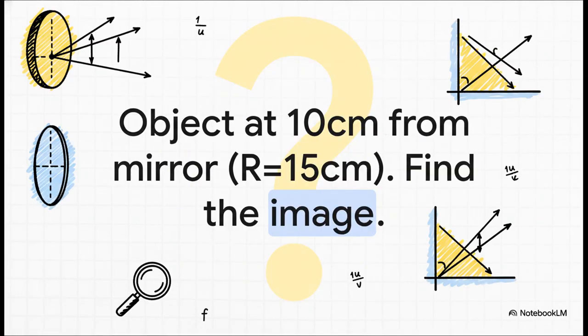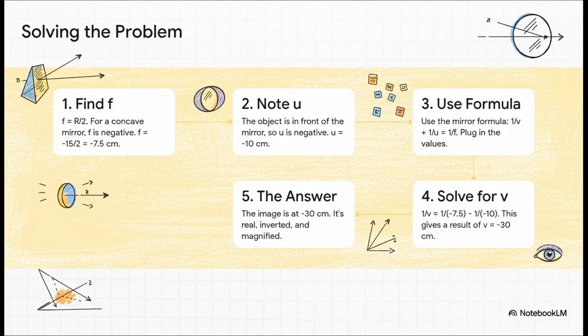Okay, time to solve a real exam-style question. This is exactly the kind of thing you'll see in your question paper. We have an object, we have a concave mirror, and we have the numbers. So let's use our golden rule of signs and our magic mantra to solve this. Now watch carefully. The signs are everything.